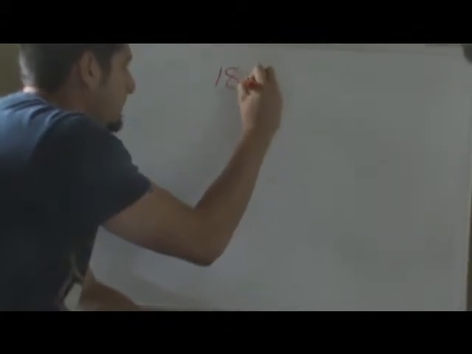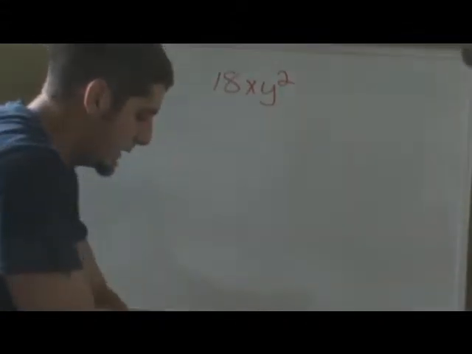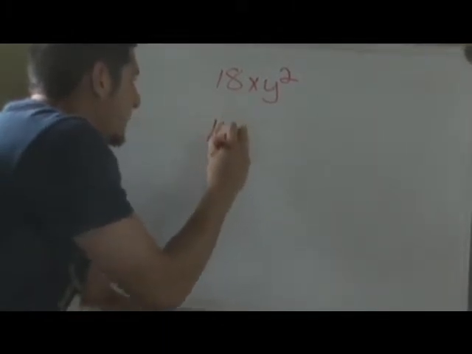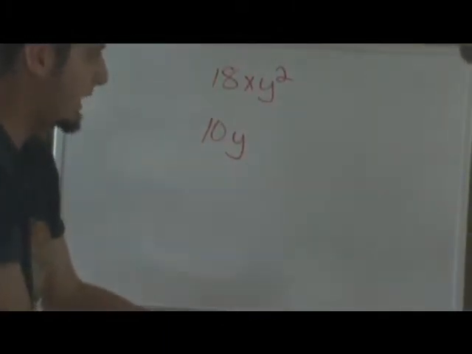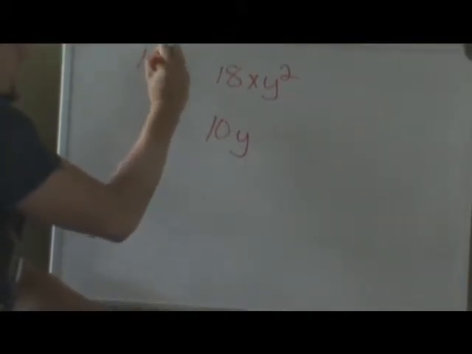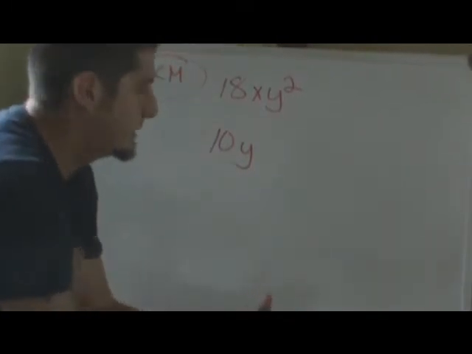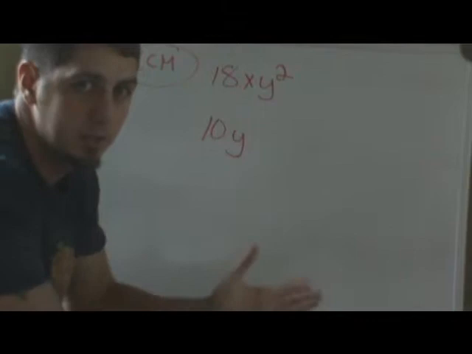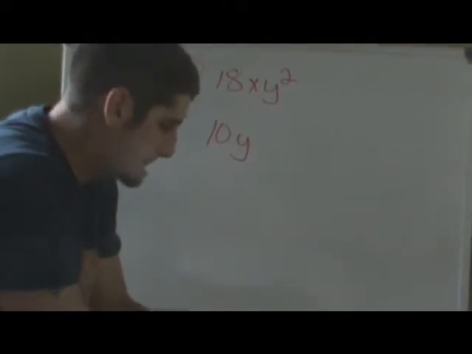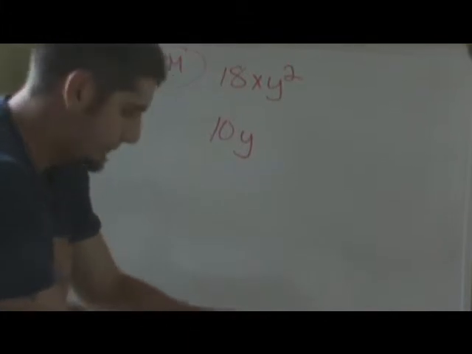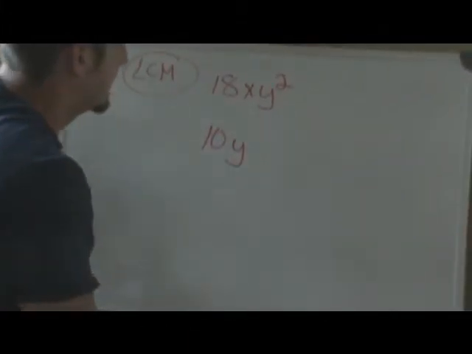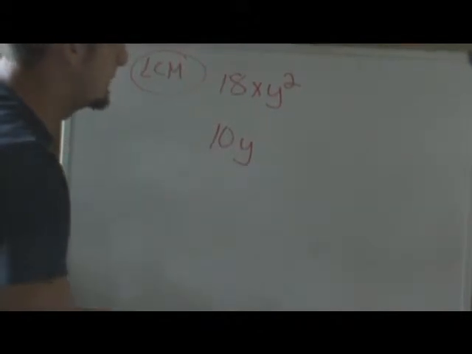So today we're going to be taking a look at finding the LCM of monomials. So if I have 18xy squared and I have 10y, how do I find the LCM of these two monomials? It's pretty much the exact same process as finding the LCM of two numbers. The only difference is we're going to end up with some variables in the end, and I'll explain how that works. The variable part actually isn't that difficult.